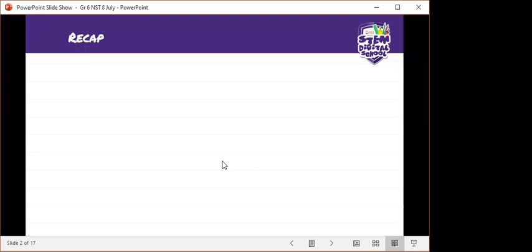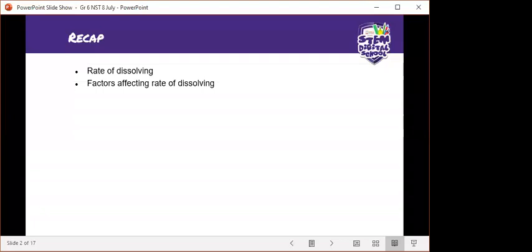Okay, so just a quick recap, guys. This is the work that we covered yesterday. Okay, so we looked at the rate of dissolving, and then we also looked at factors affecting the rate of dissolving. So just to find out, what did we say the rate of dissolving is? You guys can use the group chat to write in your answers, or you can raise your hand. Then we'll just unmute your mic and you can give us the answer.